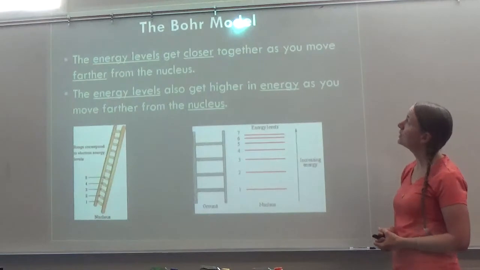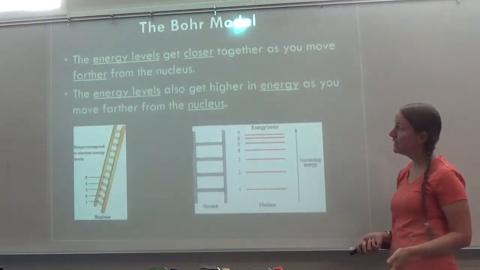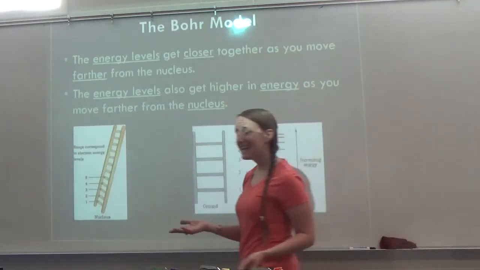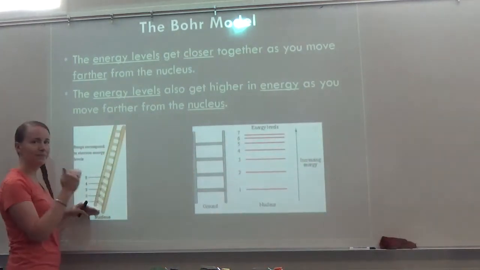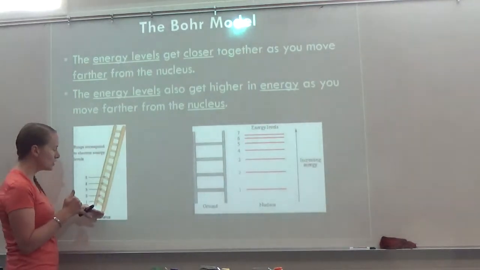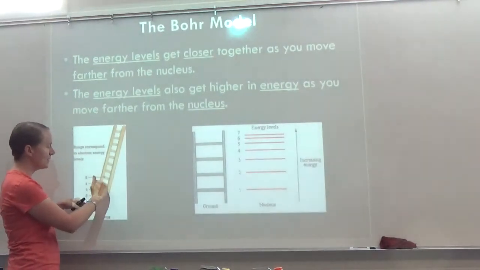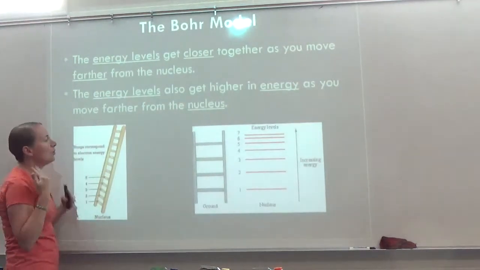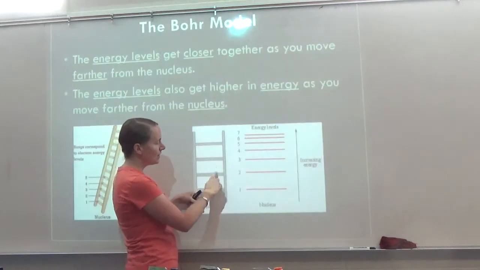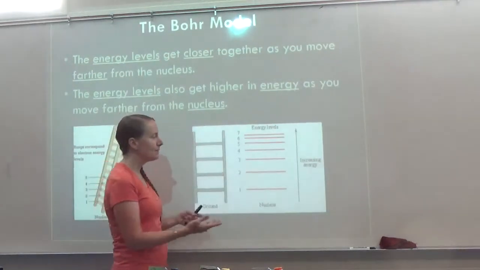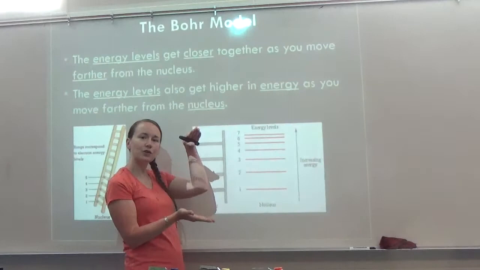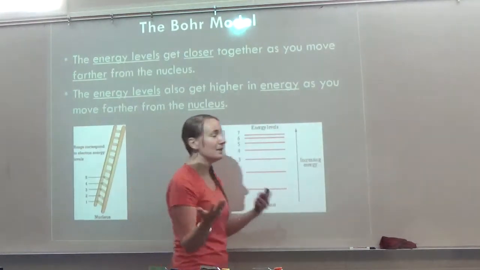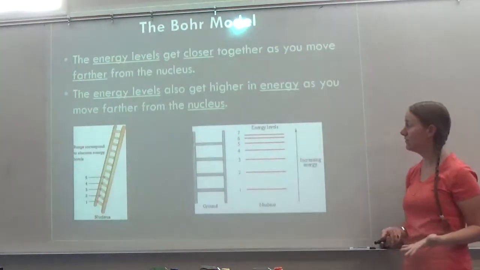So the energy levels get closer together as you move farther from the nucleus, and the energy levels also get higher in energy as you move further from the nucleus. In other words, it's kind of like a ladder. You start at the bottom, you don't have a lot of potential energy, and as you go up each step, you start gaining more and more potential energy because you're getting higher from the ground. Well, it's different than a ladder in that with a ladder, the steps are equally spaced, and the energy levels are spaced further apart when you're near the nucleus, and as you get further, they get closer together. That becomes important when we start talking about electron configuration.